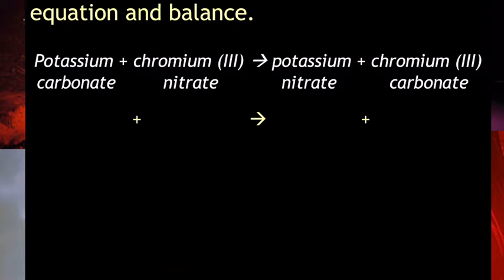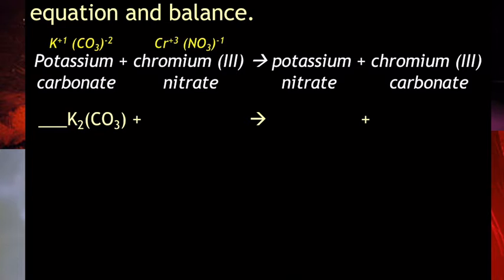One more time, go ahead and pause the video, try and write the formula equation for this reaction. Okay, so looking at this, we have potassium carbonate, which is going to be K2CO3, chromium 3 nitrate. Remember that this Roman numeral 3 right here tells us the ionization state of chromium.